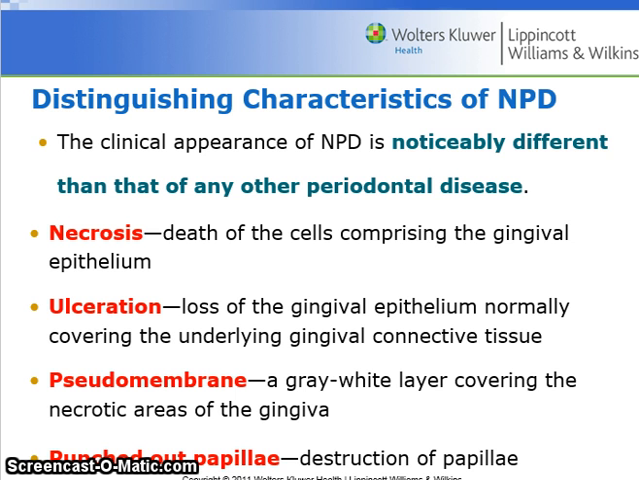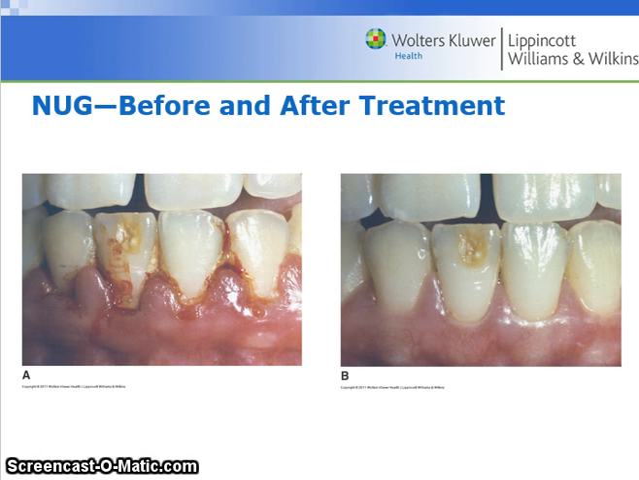Distinguishing characteristics of necrotizing periodontal diseases. They are noticeably different than any other periodontal disease. They involve necrosis or death of the cells comprising the gingival epithelium, ulceration or loss of gingival epithelium normally covering the underlying gingival connective tissue. There's also a gray-white pseudomembrane present, and punched out papillae are also present. This is an image of a patient with NUG on the left and on the right after treatment of the NUG was successfully completed.